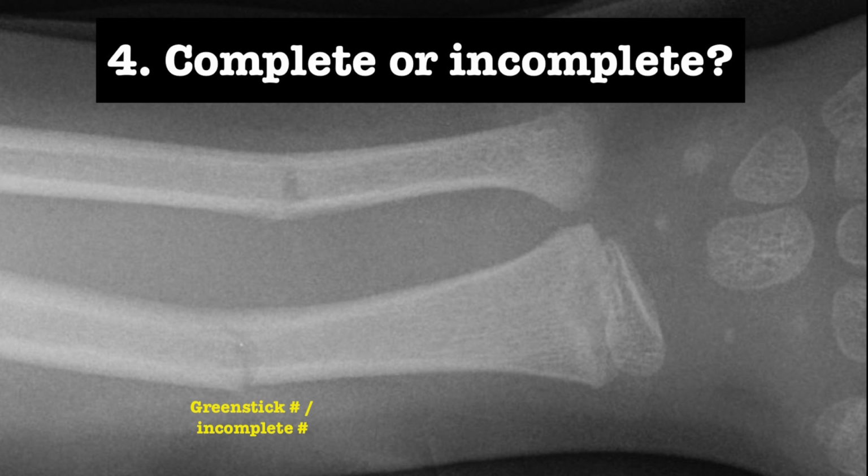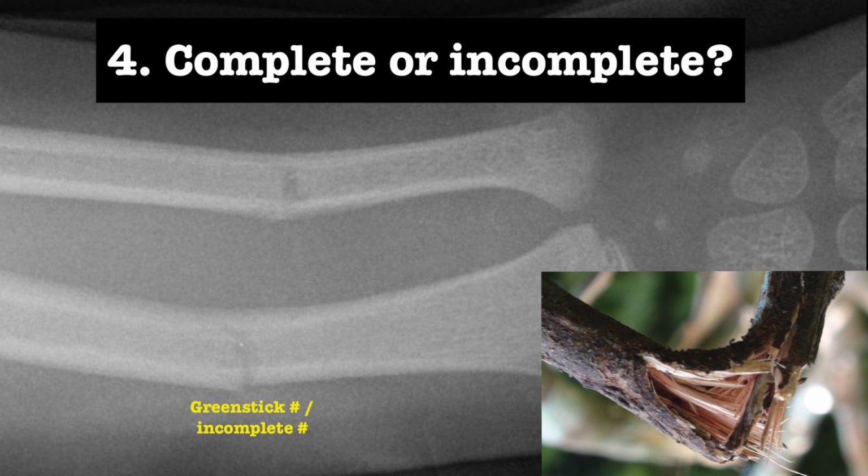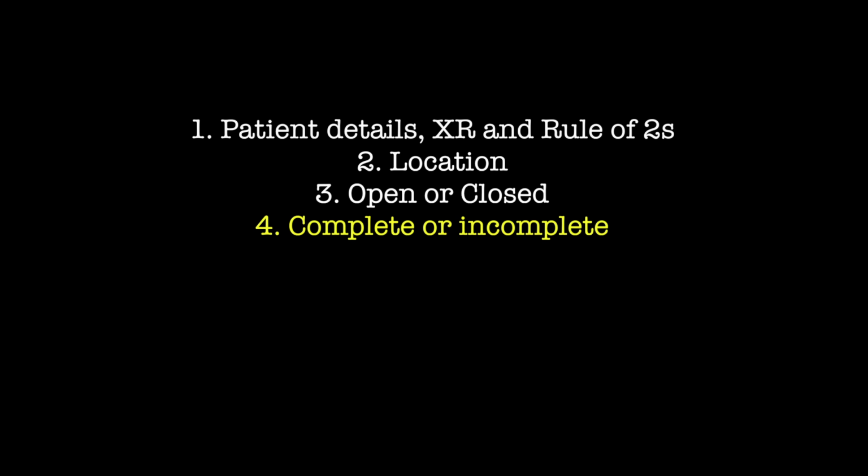Step 4. Determine if the fracture is complete or incomplete, also known as greenstick fractures in children. A complete fracture is when the bone segments separate completely, and in an incomplete fracture, they do not.